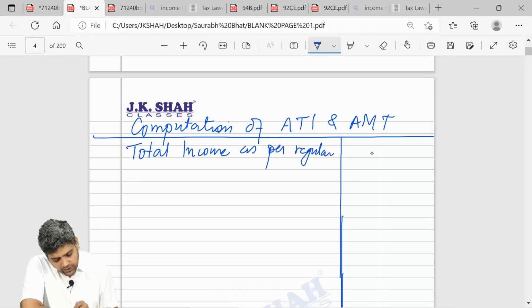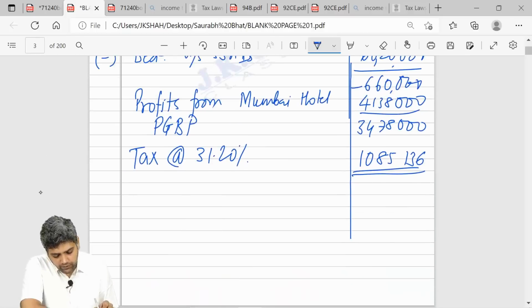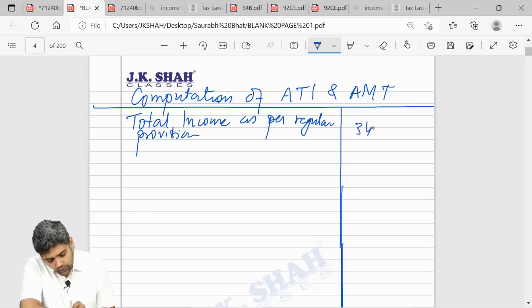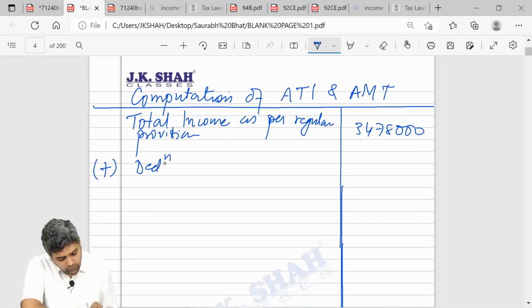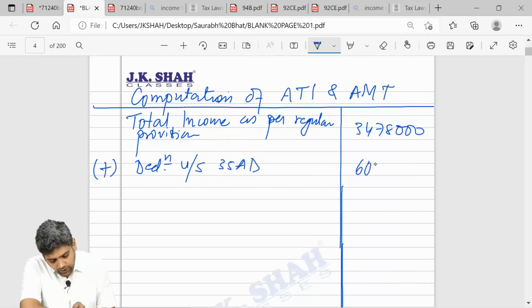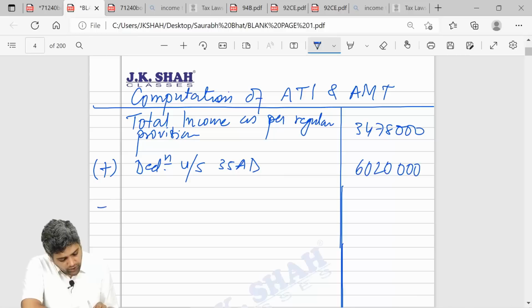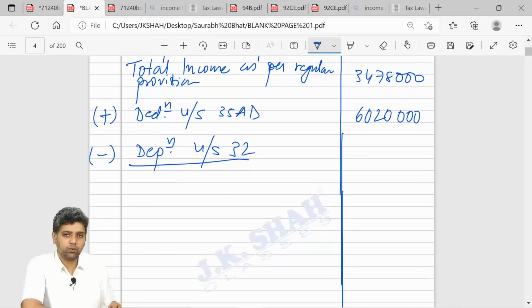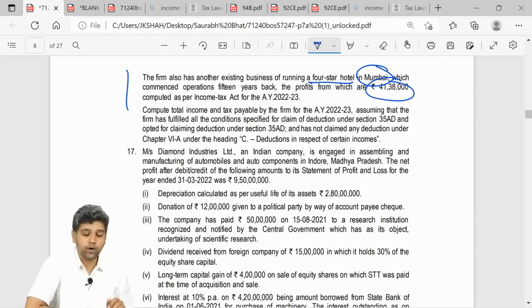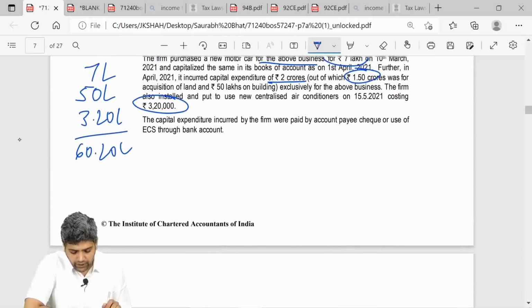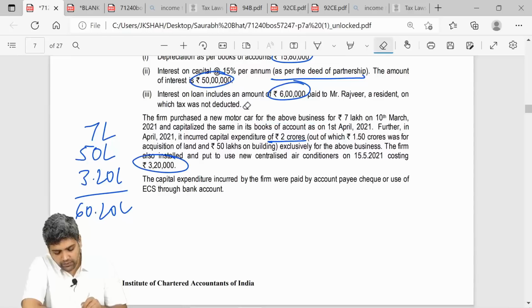As per regular provisions, we know that total income is 34,78,000. That becomes my starting point. I will add back the deduction whatever you have availed under section 35AD. But the government says that if you had not availed deduction under 35AD, I would have allowed you depreciation under section 32. So here I need to see how much depreciation would be eligible for me.